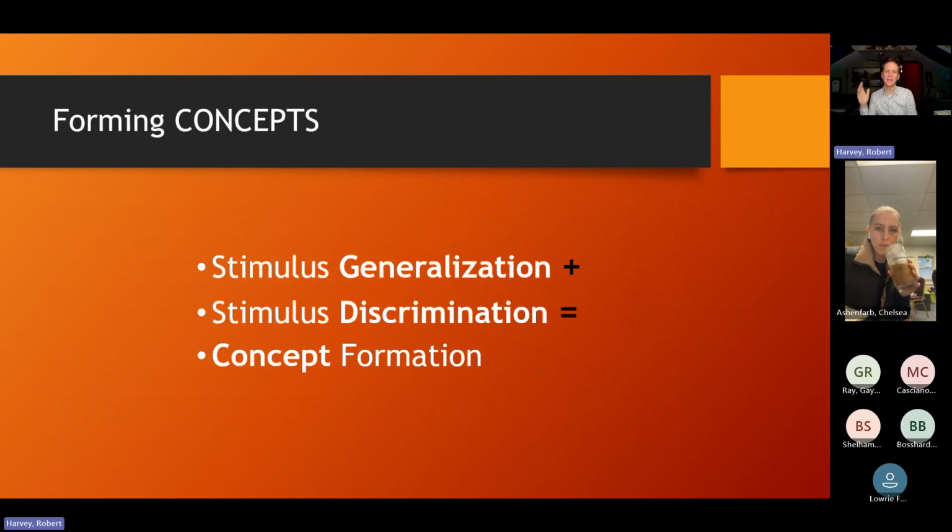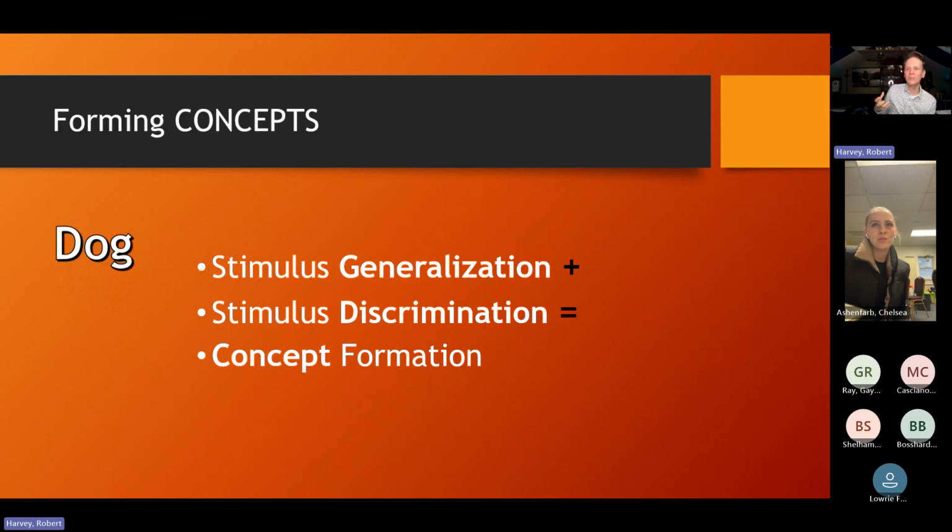So having those things is what leads us to having concepts, all right? Having strong stimulus generalization plus strong stimulus discrimination equals concept formation. This is how we get concepts of things. So we go beyond just knowing things, like saying the same word, to really understanding.